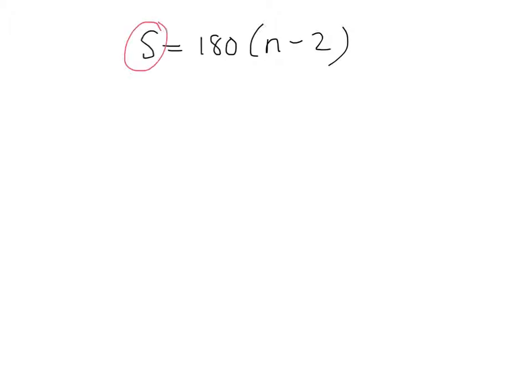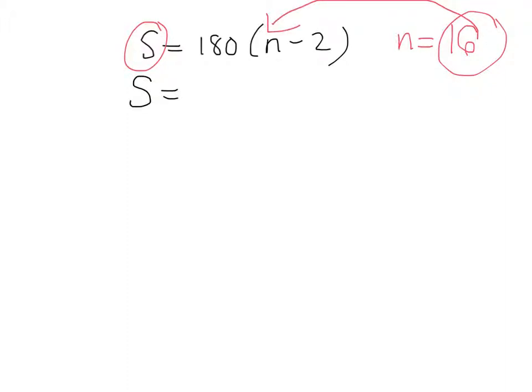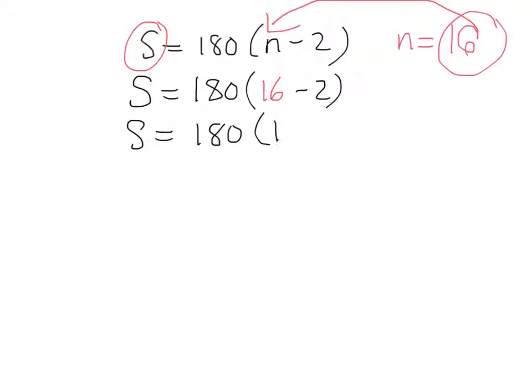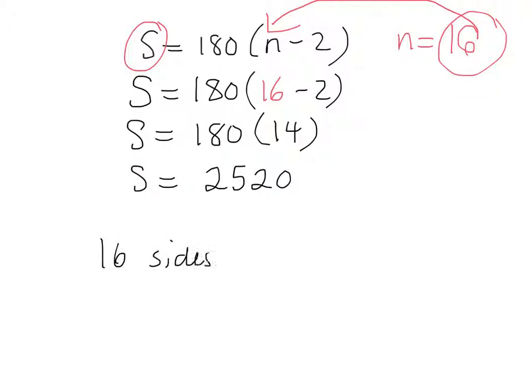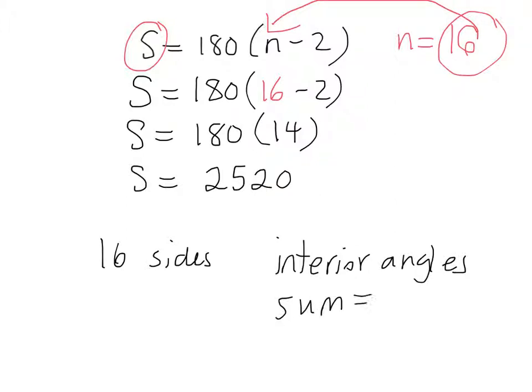The next question said, what is the sum, Benjamin? We want to know S now. If the number of sides is equal to what? 16? So what do I do with this number 16? Plug it in where it says n. I want to know what the sum is. If n is 16, instead of writing n, I'm going to write 16. Just simplify. What's 16 take away 2? What's 180 times 14? Okay, so if a polygon has 16 sides, it means that the sum of the interior angles will equal 2,520 degrees. All the angles inside that shape will add up to 2,520 degrees.